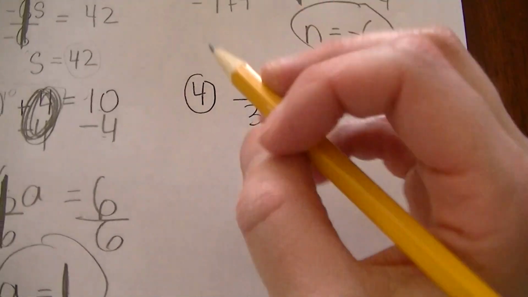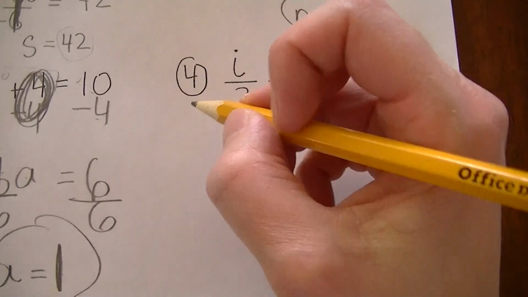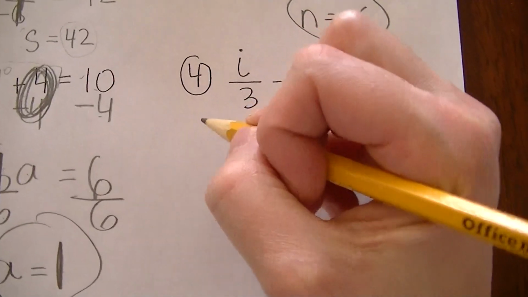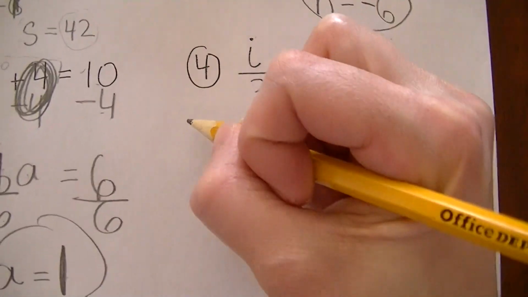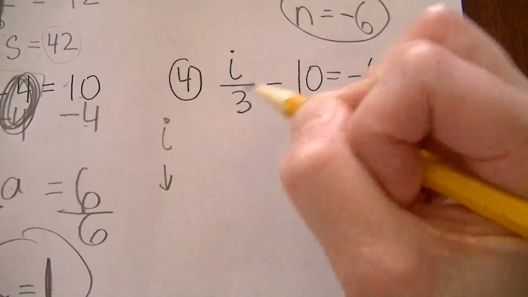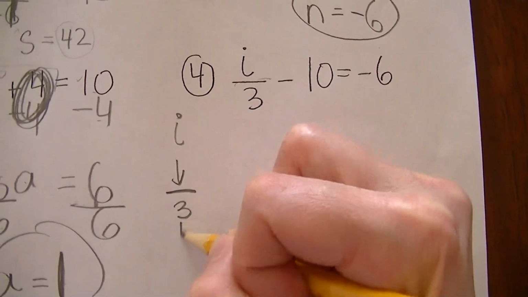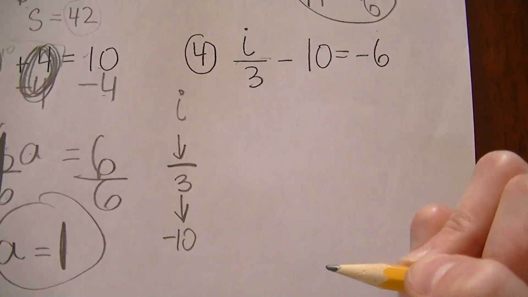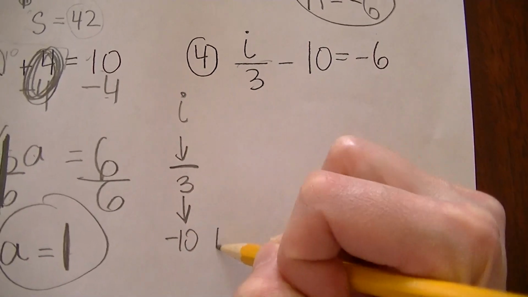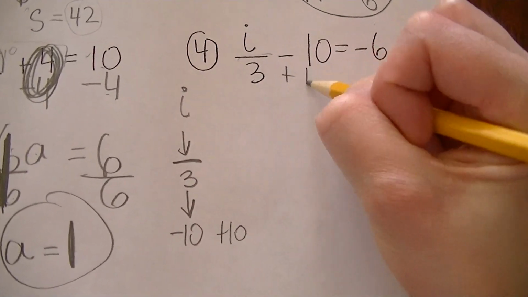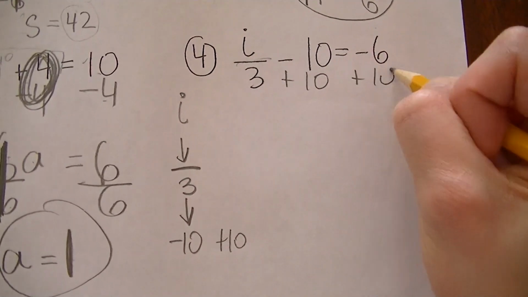Number 4. This is similar to number 1. So you should obviously pause the video and try to do it yourself. See if you can do it. So we had I. Then they divided it by 3. And then after that, they subtracted 10. Okay, the inverse operation of subtract is to add. So we're going to add 10 to both sides of that equal sign.